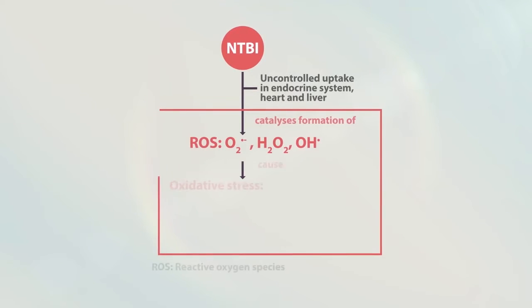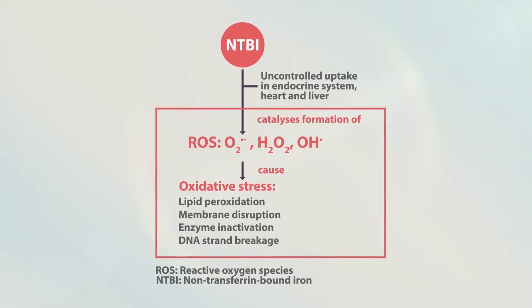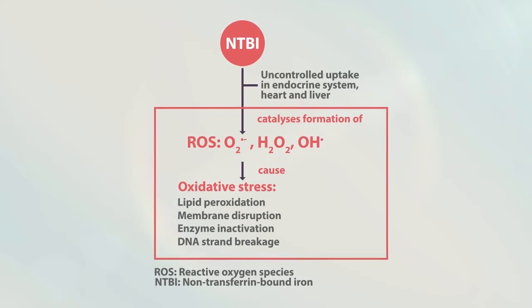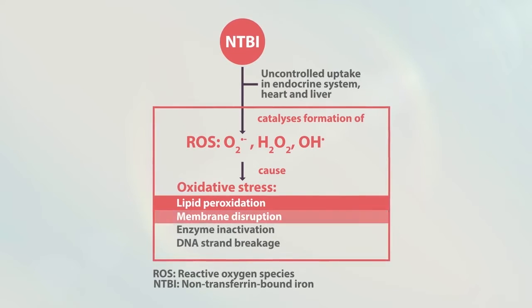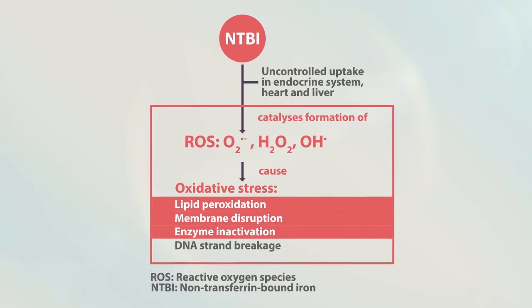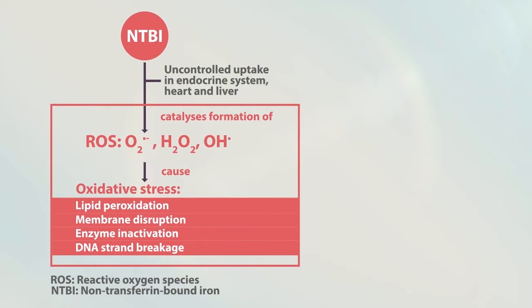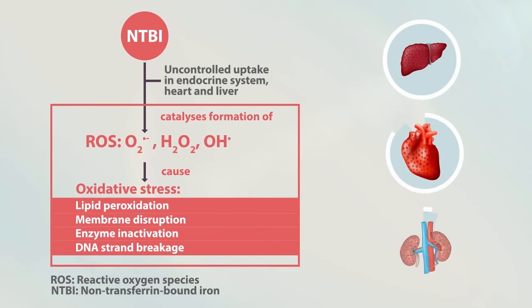This non-transferrin-bound iron is taken up in an unregulated manner by the cells, which paves the way to oxidative stress via lipid peroxidation, membrane disruption, enzyme inactivation, and DNA strand breakage. This results in damage to organs such as the liver, heart, and kidneys.